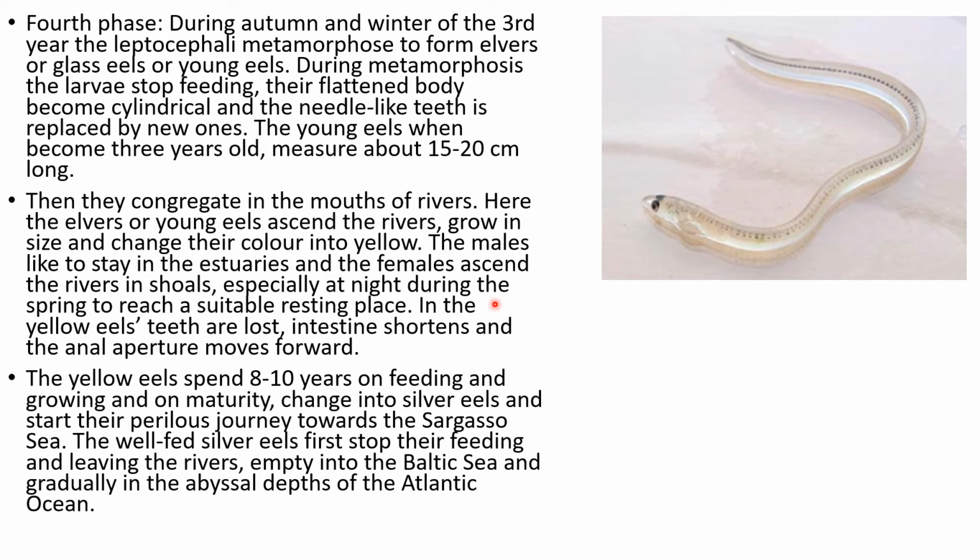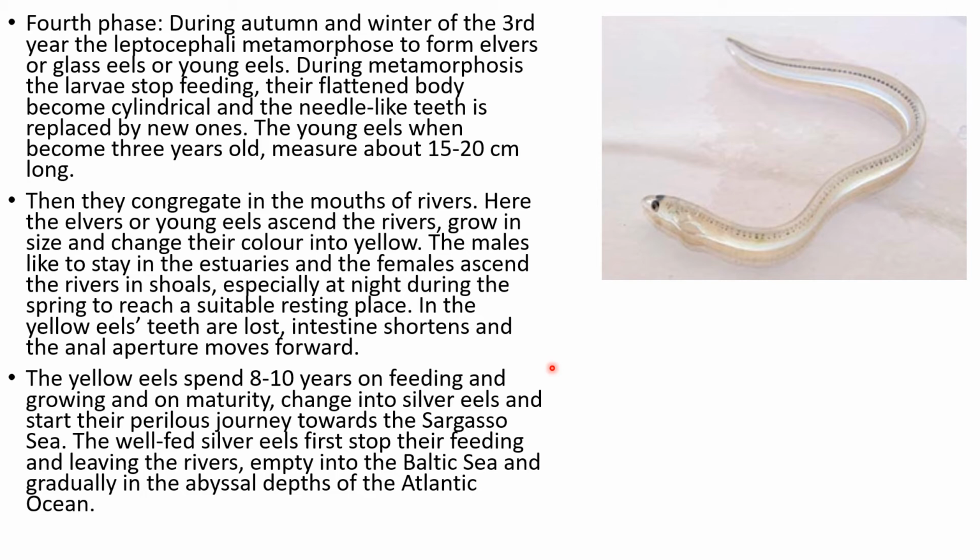Here the elvers or young eels ascend the rivers, grow in size and change their color into yellow. So glass eels now become yellow eels. The males like to stay in the estuaries and females ascend the rivers in shoals. Shoals means a group of fish, especially at night during the spring to reach a suitable resting place. In the yellow eels, teeth are lost, intestine shortens and the anal aperture moves forward.